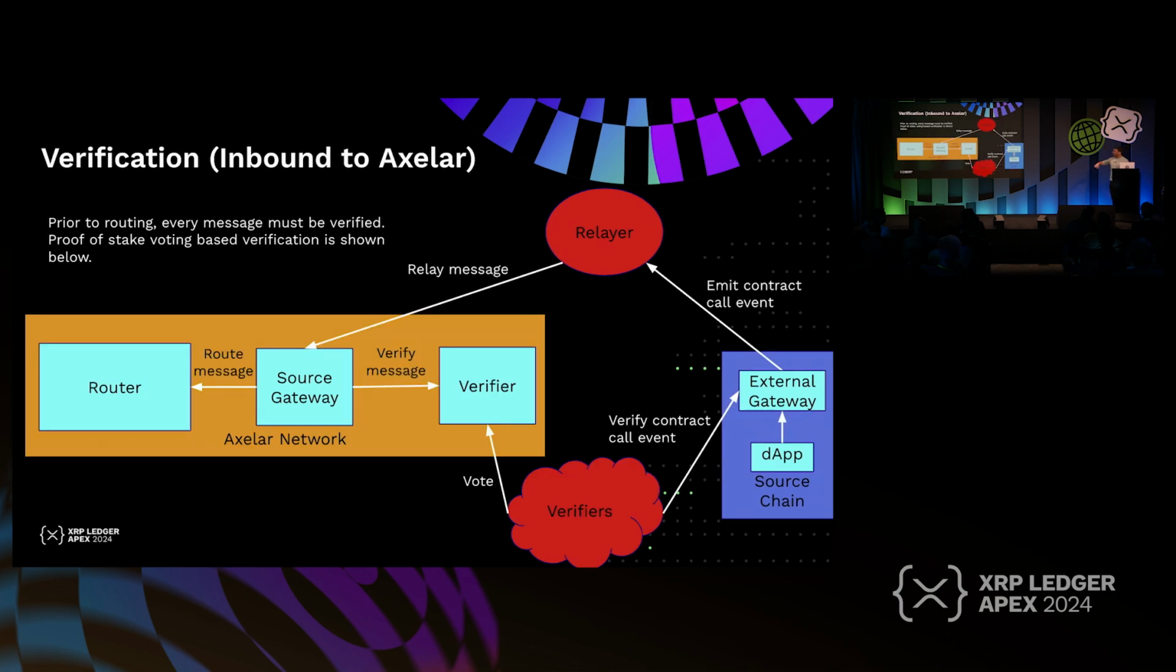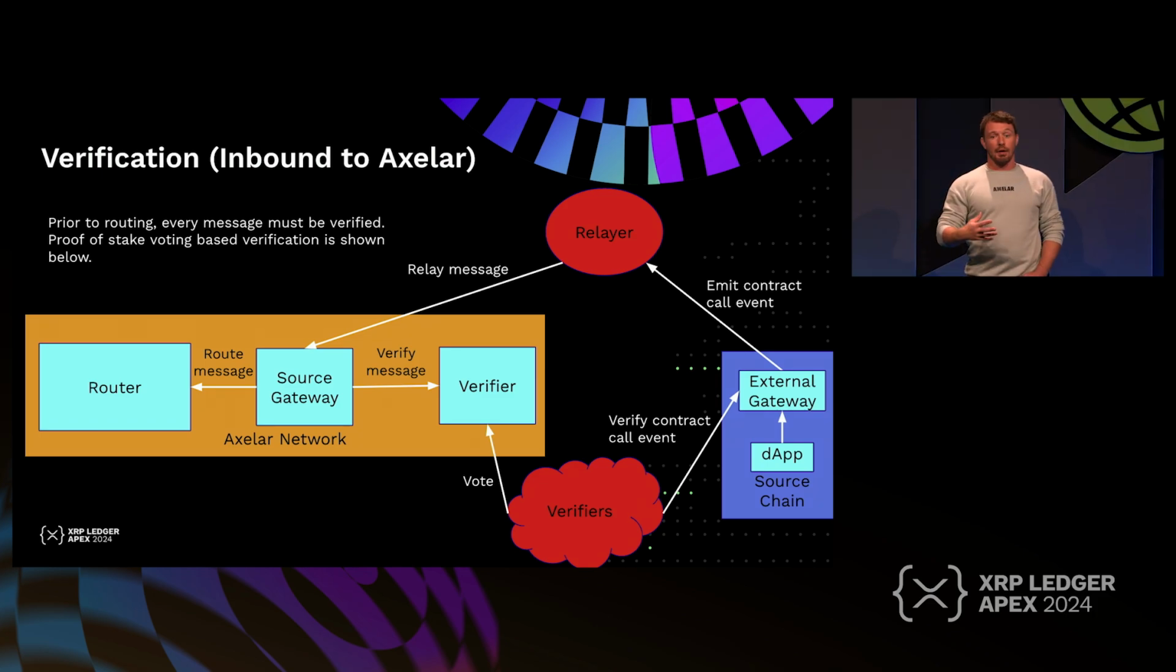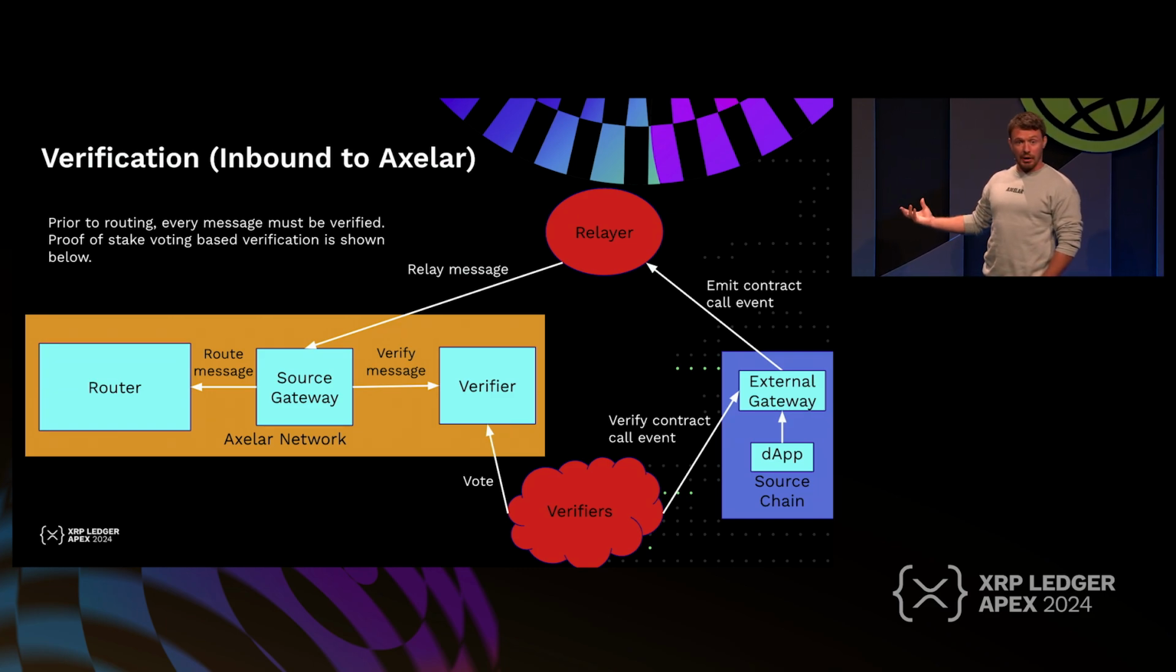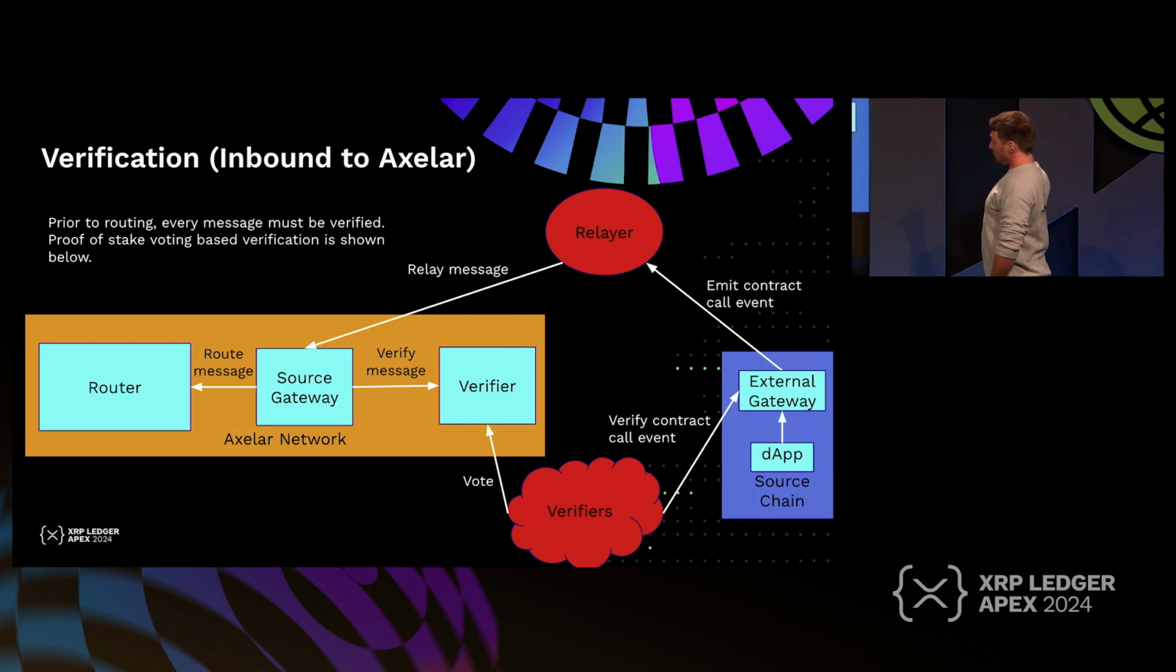Okay, so I abstracted away some things. When a message is first sent to Axelar, before being passed to the router, it has to be verified. And verification is a crucial component of cross-chain messaging. That's what makes it secure. This is the security aspect of it. So how does this work?